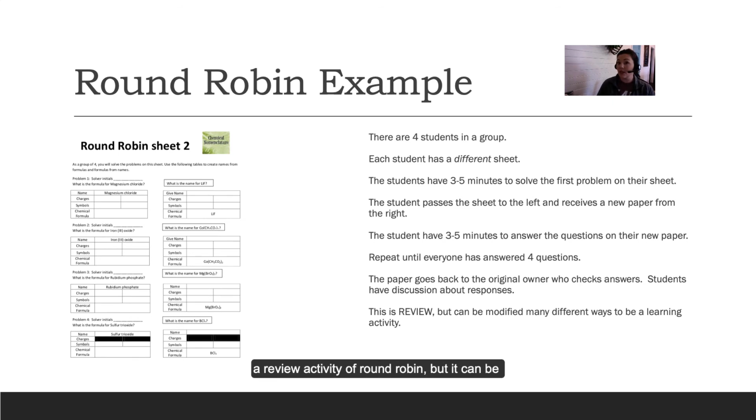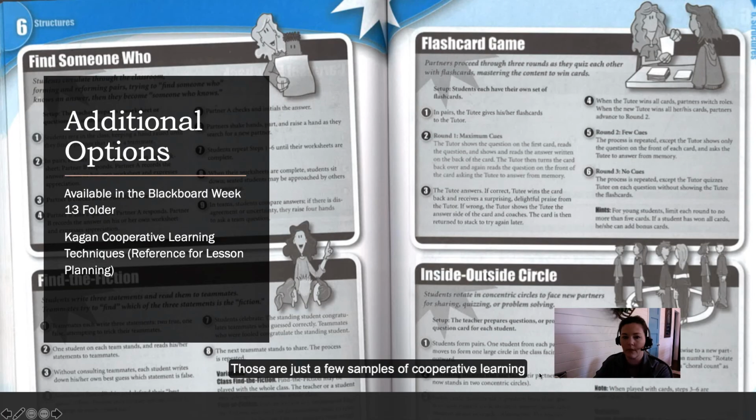This would serve as a review activity of round robin, but it can be modified many different ways to be all kinds of different learning activities. So those are just a few samples of cooperative learning where everybody has a role in the learning and the entire class is engaged throughout the activity. There are tons of additional options available to you.